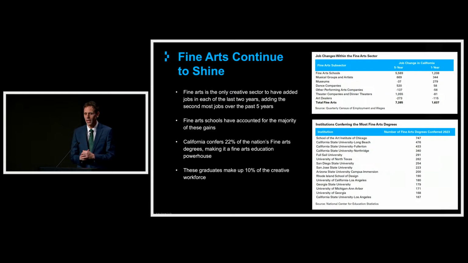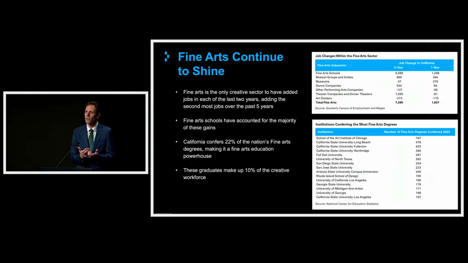Now, we took a deeper dive into what was going on within the industry, and if you look at this top table here, it is showing you the different segments that make up the fine arts segment. And what you will see is that most of the employment gains in fine arts over the last 5 years or so have come within fine arts schools. Now, we always knew that California has a number of prominent and great fine arts schools, but we didn't realize quite how dominant it was.